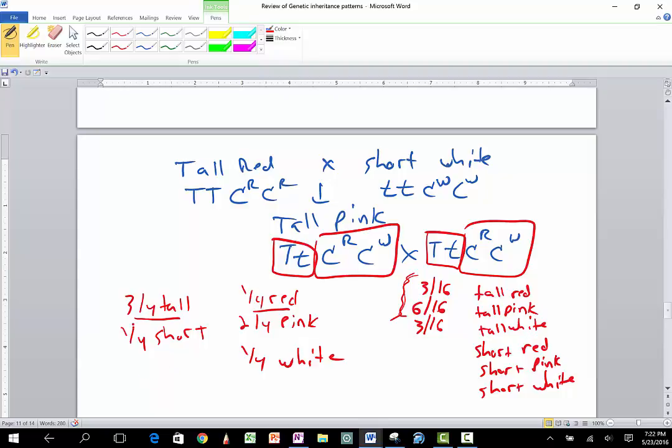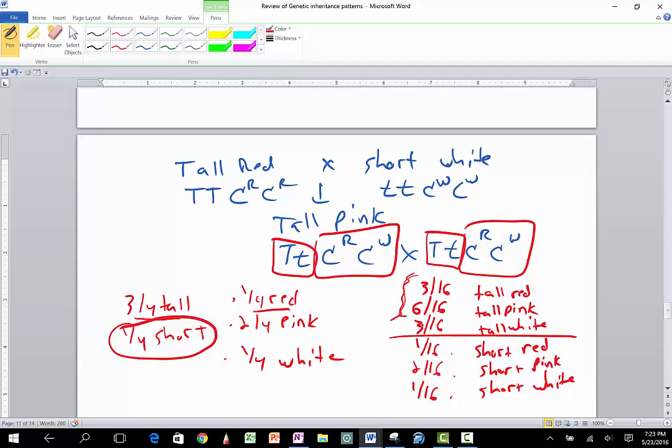Now short, we're going to take this 1/4 and multiply it by this, by this, and by this. So we'll get 1/4 times 1/4 is 1/16. 1/4 times 2/4 is 2/16. 1/4 times 1/4 is 1/16. So of the short ones, red, pink, white is still going 1 to 2 to 1. Of the tall ones, red, pink, white is going 1 to 2 to 1. But when we combine them together, we get this other thing.